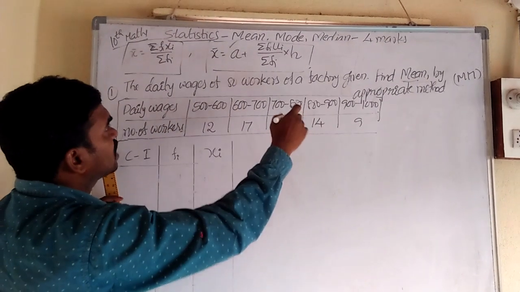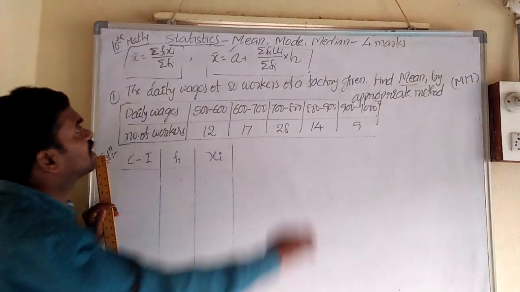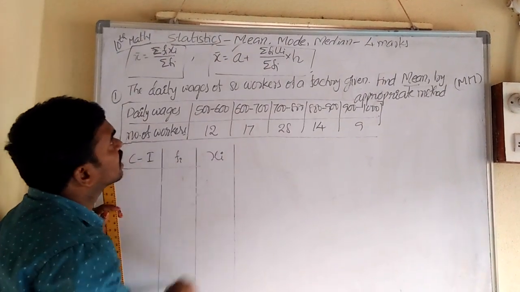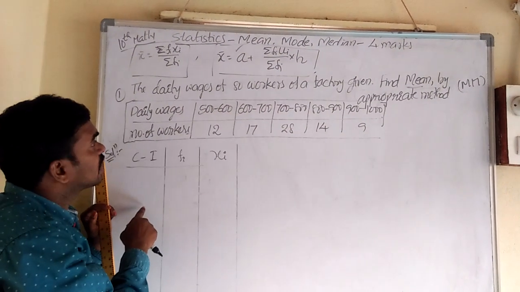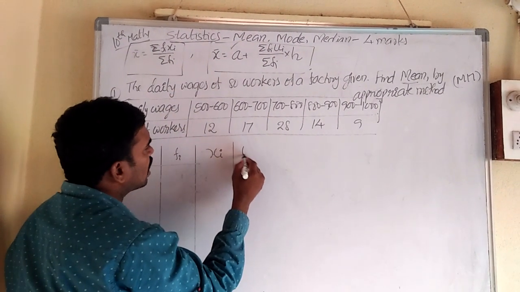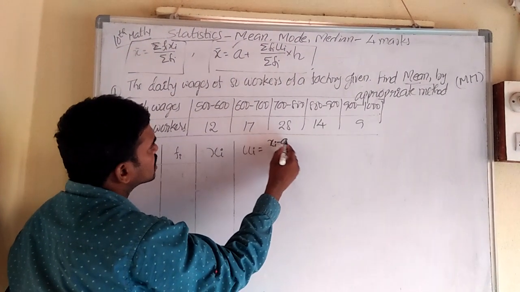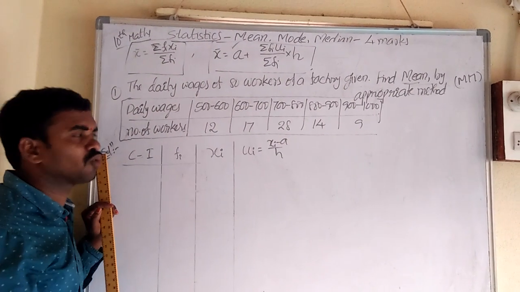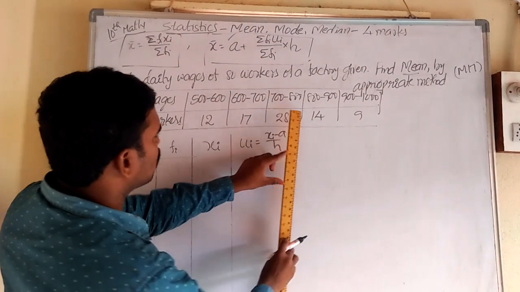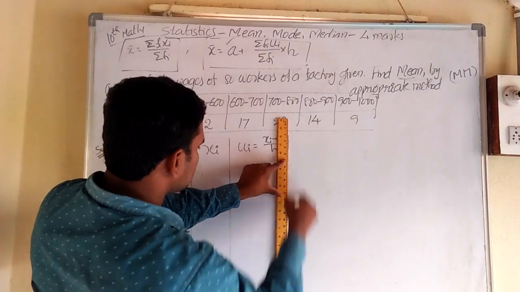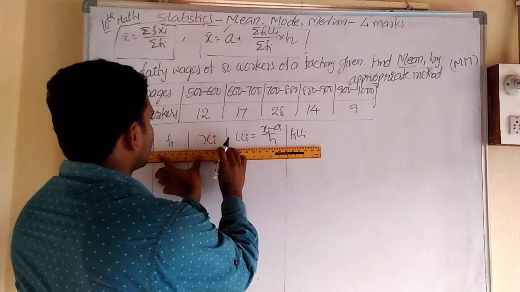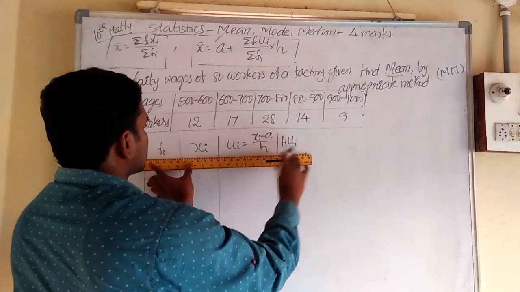Next, if you observe the formula, we are ready to use the step deviation method. We need the a value, which comes from the table. We need the fi value, and the h value can be found using the class interval. And what is ui? We want the ui value. ui means xi minus a by h. If you do not remember, no problem. ui must be written. Next, we have to write f into u, so one more column, fi into ui. So these are the required headings.